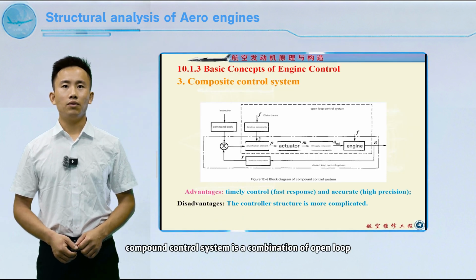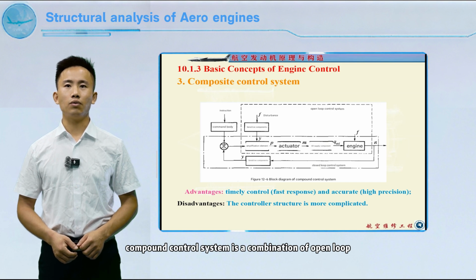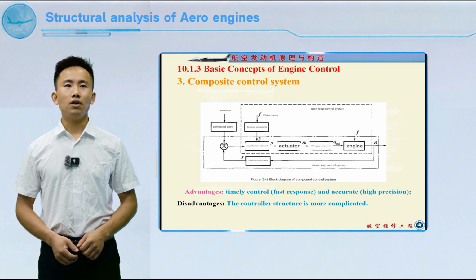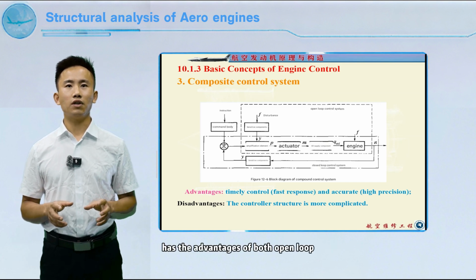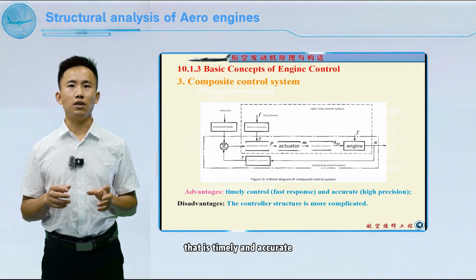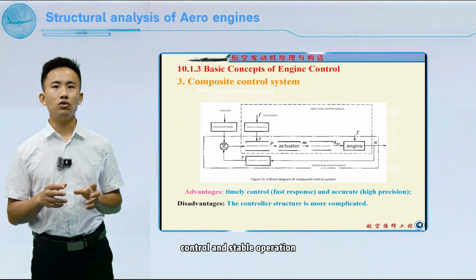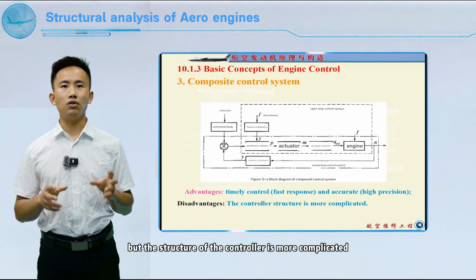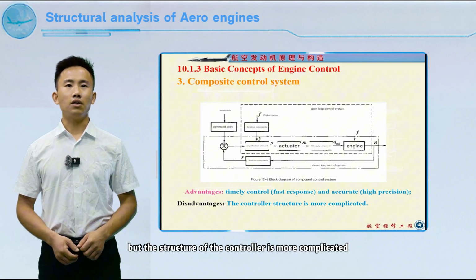Compound control system is a combination of open loop and closed loop control. This control system has the advantages of both open loop and closed loop control systems, that is, timely and accurate control and stable operation, but the structure of the controller is more complicated.